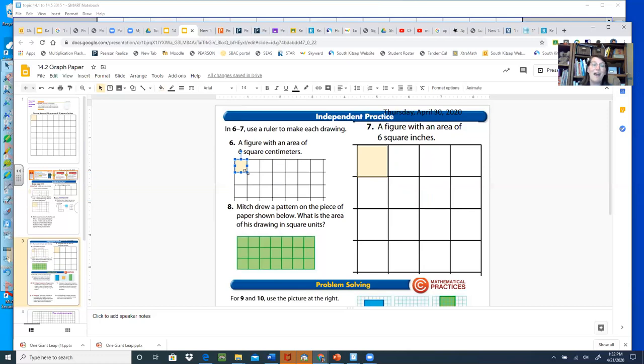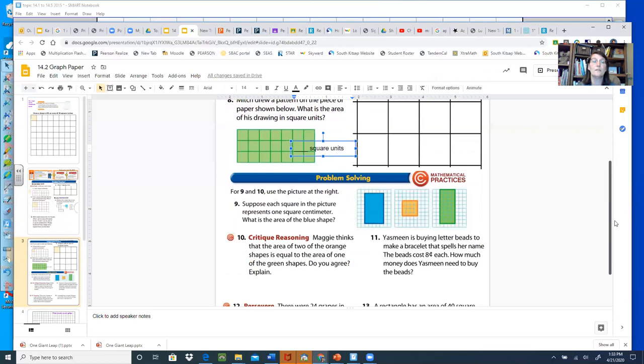Now, number 8, Mitch drew a pattern on a piece of paper shown below. What is the area of his drawing in square units? This one you can solve two different ways. You can touch and count, just touch each one and count it. Or you can think of it as a multiplication array. 3 rows of what? 1, 2, 3, 4, 5, 6, 7. What is 3 rows of 7? So I'm going to insert a text box so that you can type the answer. So blank units. I'll do it as square units. So I want you to fill in the blank.